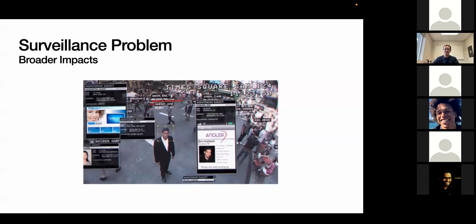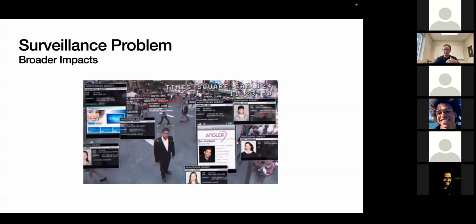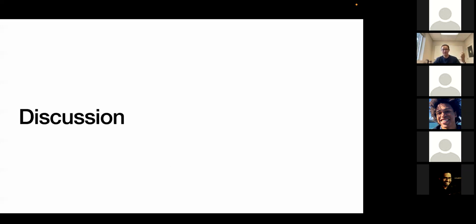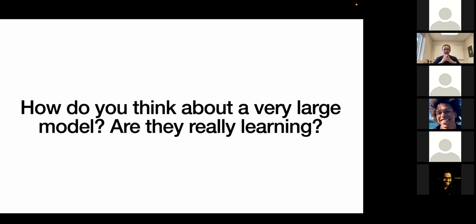And they also did some experiments on this, and the results show that this is not a big problem for now, because they also performed an experiment on a celebrity dataset and found that the model performs poorly at recognizing celebrities. So the model doesn't have the ability to surveil us for now. So this is the surveillance problem.